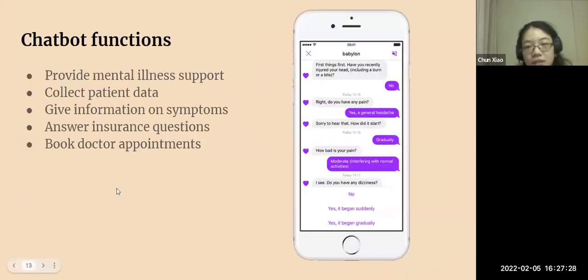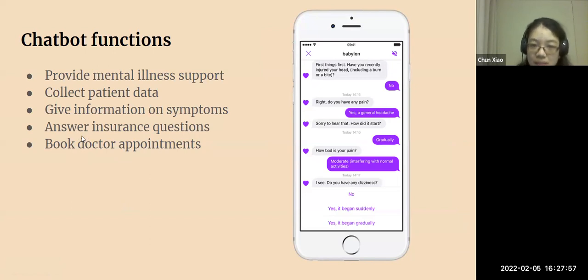So certain functions of chatbots that can be used in healthcare are that they can provide mental illness support for people who don't have access to mental facilities or people who can help them with that, or therapy. It can help collect patient data. As I mentioned before, it can streamline the process of getting a patient admitted to a hospital or collecting the initial data that a physician needs to fill in their background information in a chart.